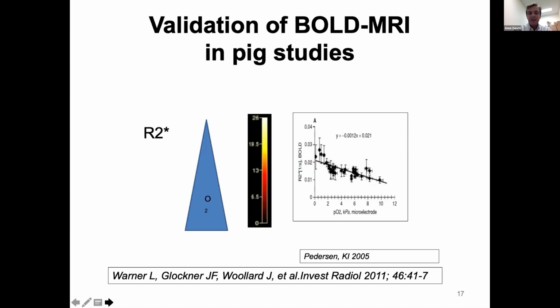Applying this method, you get nice results. This BOLD MRI has been validated in pigs that had direct measurement of PO2 with microelectrodes, and at the same moment a BOLD MRI was performed, and in the graph you see a linear correlation between the PO2 of the microelectrodes and the R2 star values. Next slide.